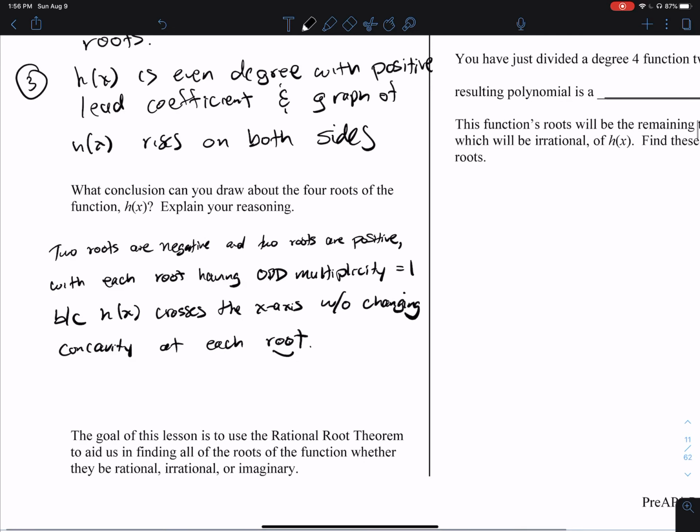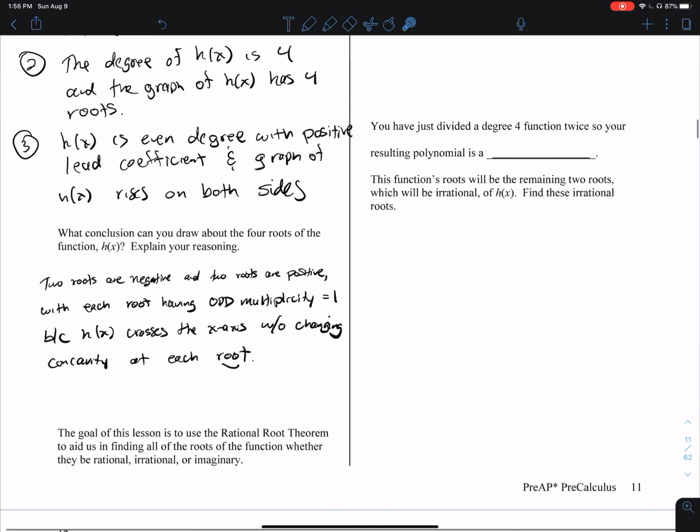What's the goal of this lesson, you might be asking yourself? Well, as previously stated, the goal of this lesson is to use the rational root theorem, that was in the previous section, to aid us in finding all of the roots of the function, whether they be rational, irrational, or imaginary, because that's our ultimate goal. Let's find all these roots.